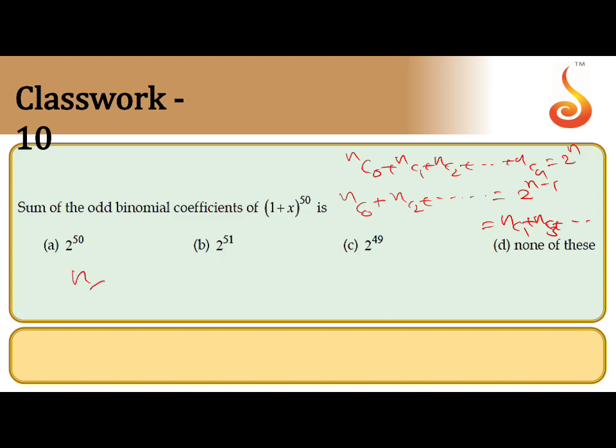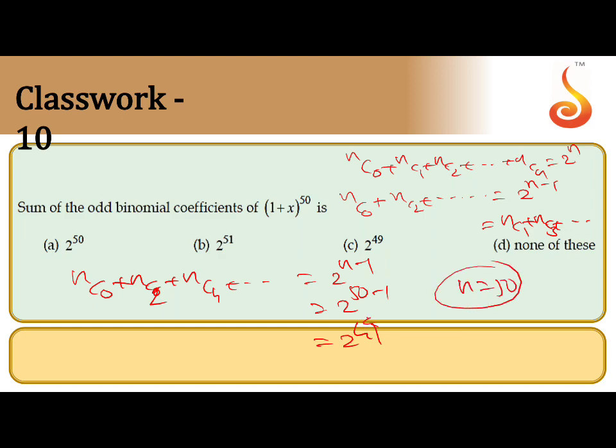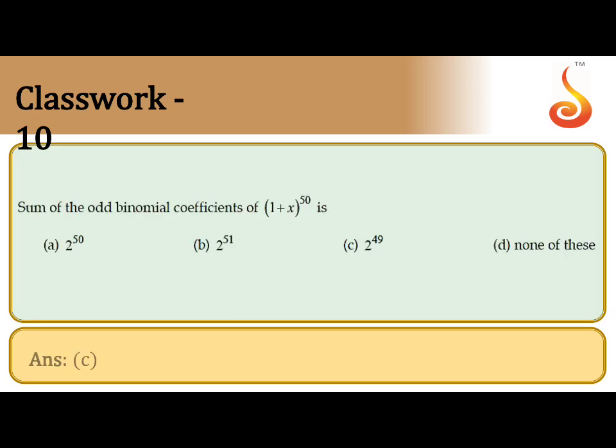Here we want the sum of the odd coefficients, that is nC0, nC2, nC4, and so on. What is the formula? 2 power n minus 1. Here n is 50, so 2 power 50 minus 1, that is 2 power 49. In this question n equals 50 because of the power. Which option? Option C is correct. I hope you understand. Next. 2 power 49 is the answer.